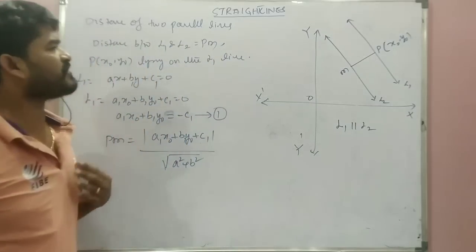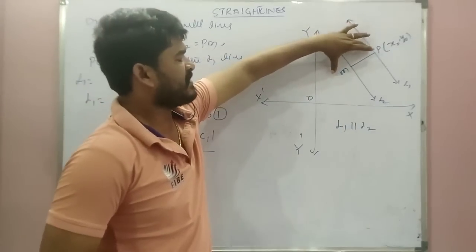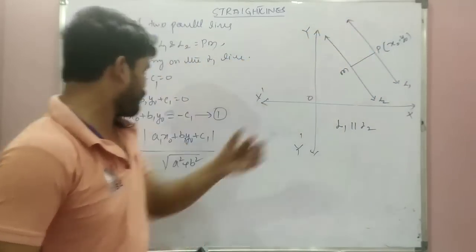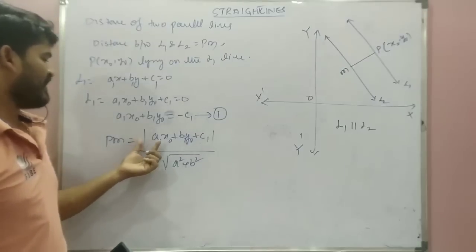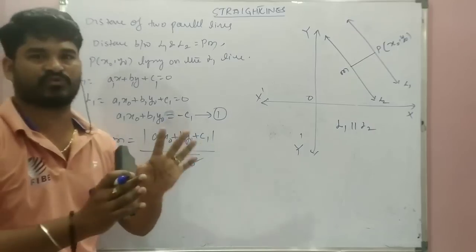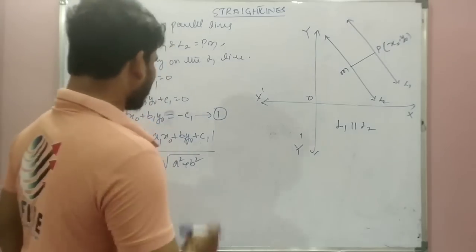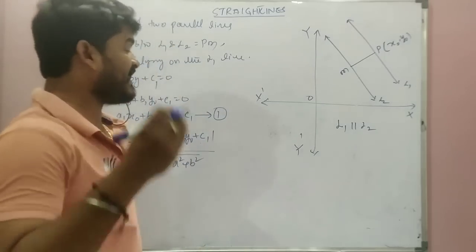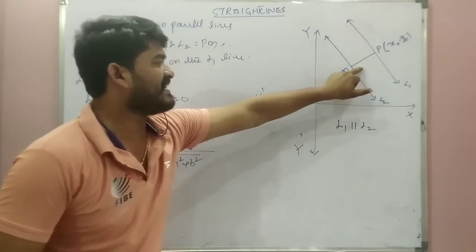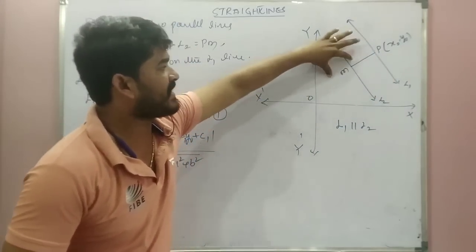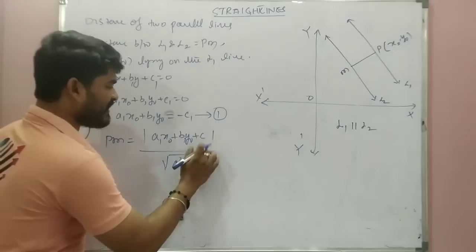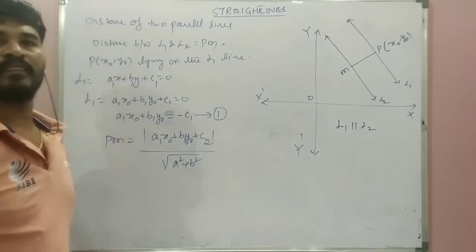In the same way, we are going to find the distance between L1 and L2. This distance is PM. Therefore PM equals mod of a1x0 plus b1y0 plus c1, divided by root of a square plus b square. This is a condition. Understand? But observe here, PM is the distance between L1 and L2, and the M point is lying on L2. That's why here we get c2.